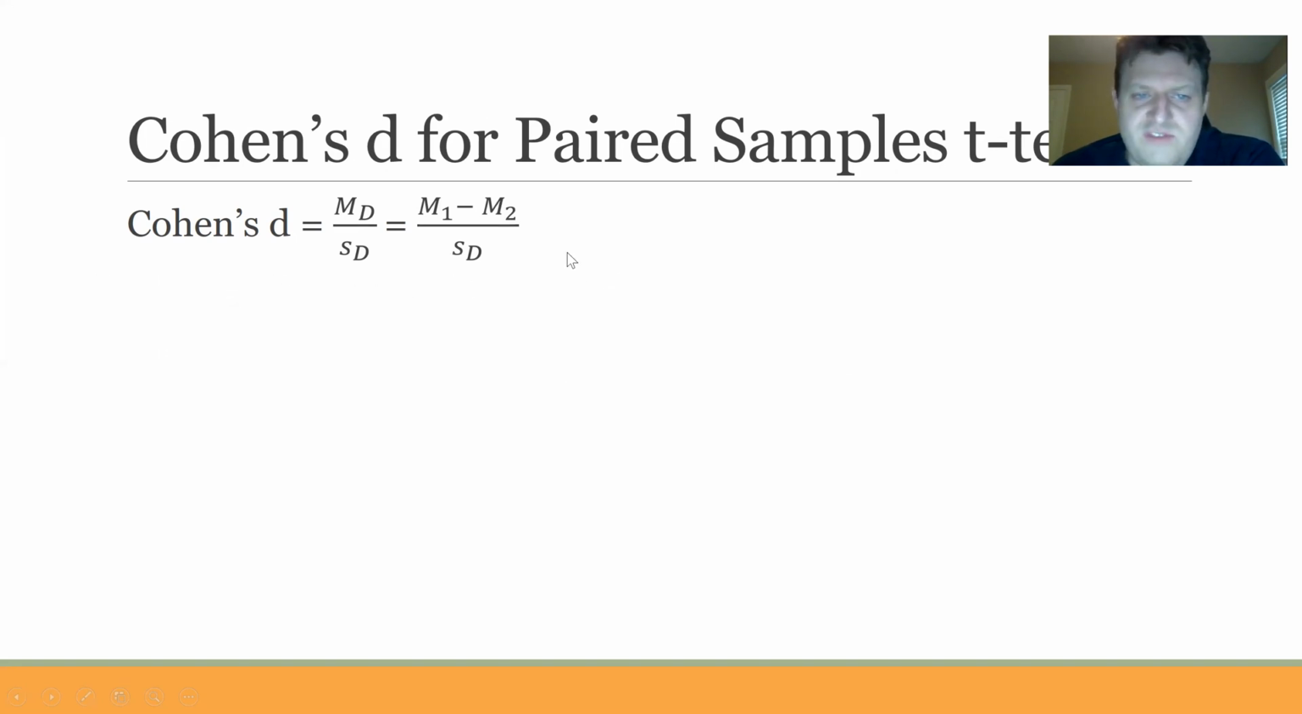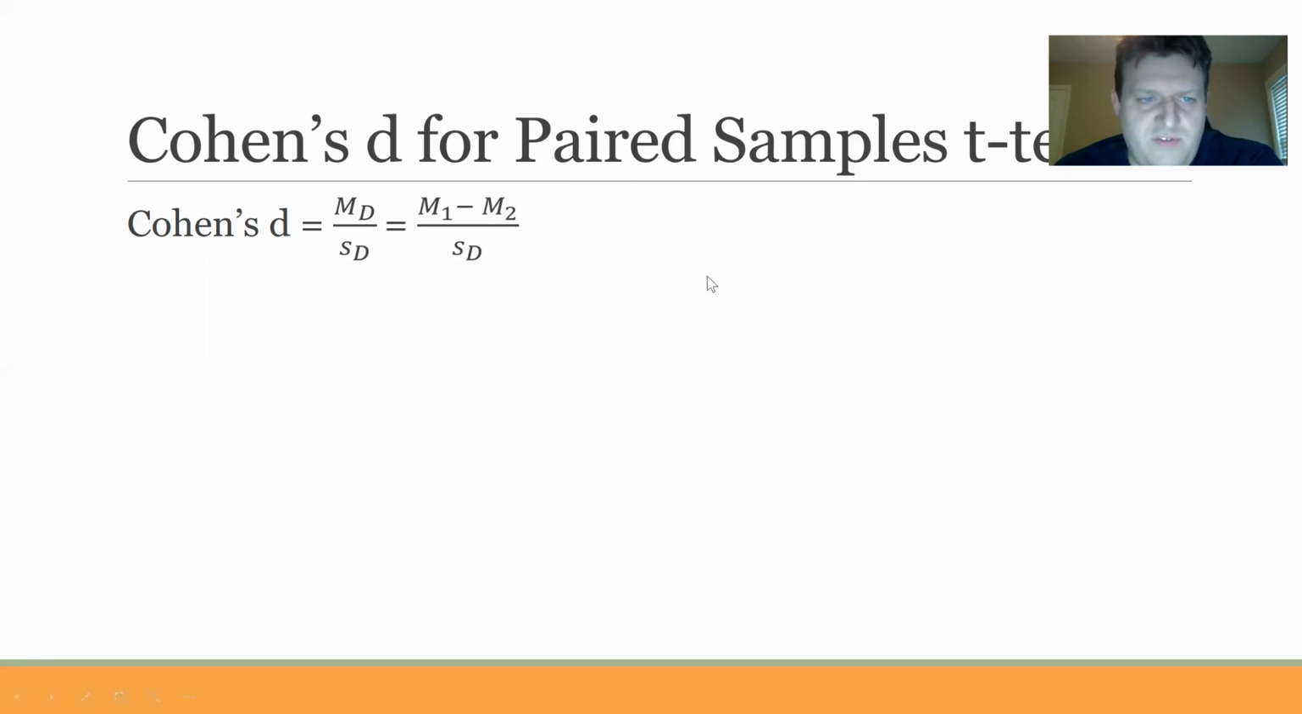So what is Cohen's d? What's our effect size? Our effect size is the mean of the difference scores. I wrote that as M sub D, but earlier on I had it as d bar. Same thing, just different notation. And here we have the standard deviation of the difference scores. And as I mentioned before, d bar, the mean of the difference scores, is exactly the same as the mean of condition 1 minus the mean of condition 2.